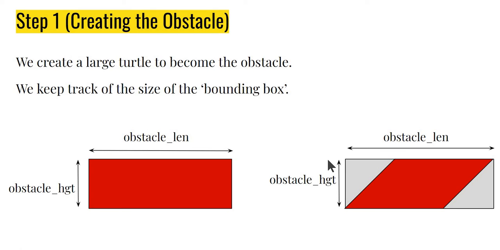In case my obstacle is, let's say, shaped in a bit more fancy manner, for example, I made it a parallelogram over here. Again, the bounding box remains exactly the same as earlier because all I'm saying is that this turtle can completely fit inside this box. And that's what I mean by a bounding box, a rectangle that can completely hold the turtle.